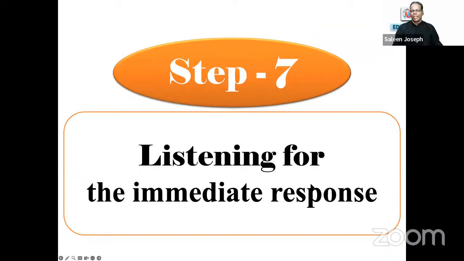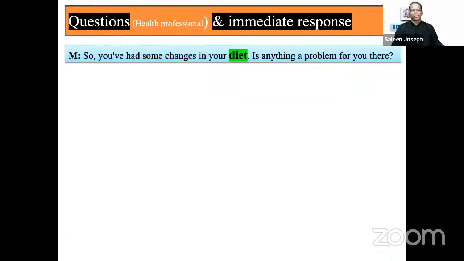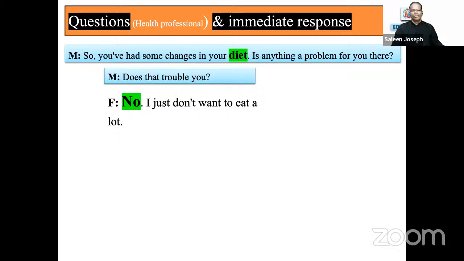Step 7, listening for the immediate response. What is the immediate response about diet? Does that trouble you? No. So which means that's not the concern at all. My diet is not my concern at all. This is a strategy being used in so many questions. They will say something somewhere, they say no. They will negate that idea. As if they are speaking about diet, but there is no option here about diet. That's cool. So it's easy. Even if they ask diet as one of the three options, you should know there is a negative answer.